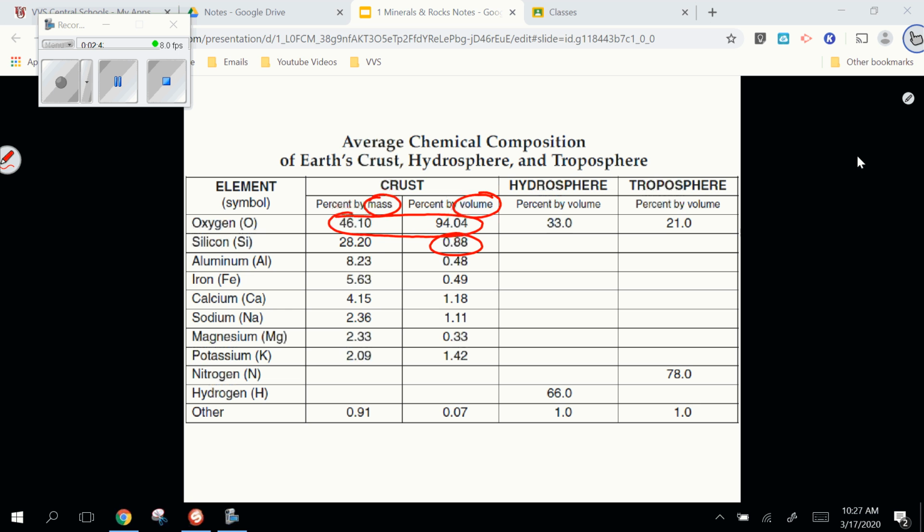Silicon, not very much by volume, a lot by mass. If you add them up by mass, we're looking at 75% by mass and almost 95% by volume. So silicon and oxygen, 2 extremely important. All right. See it there, see it there.